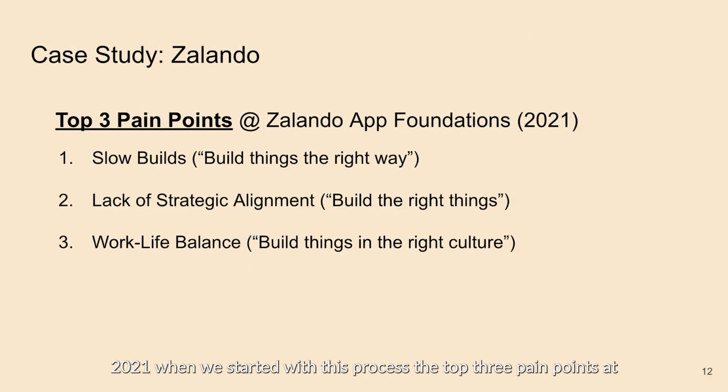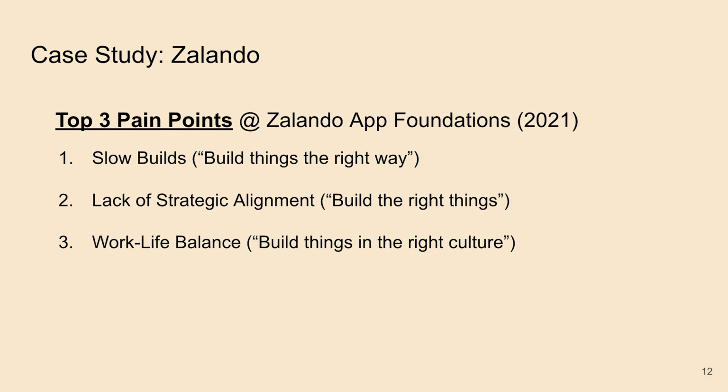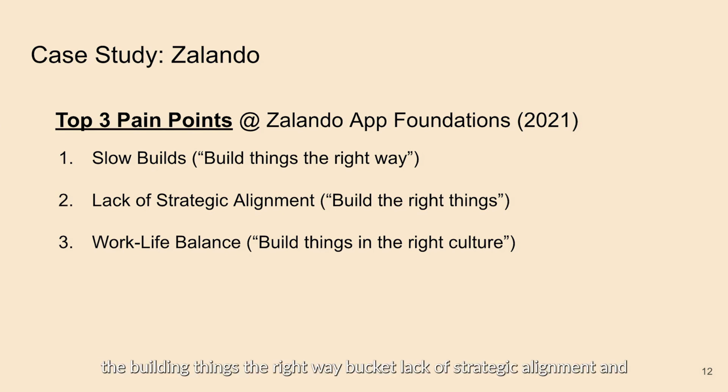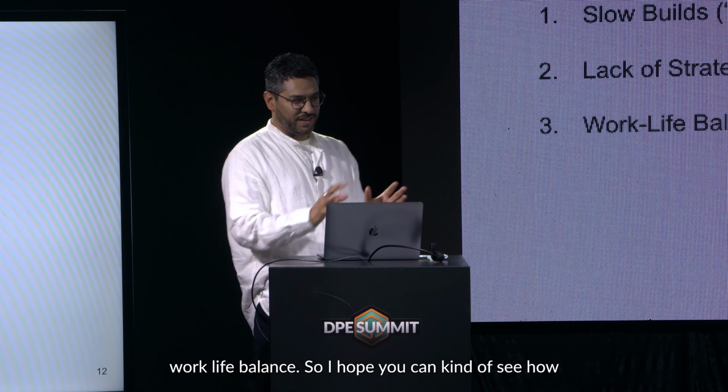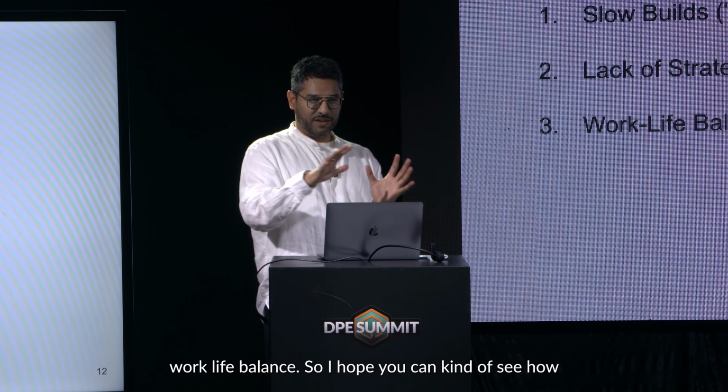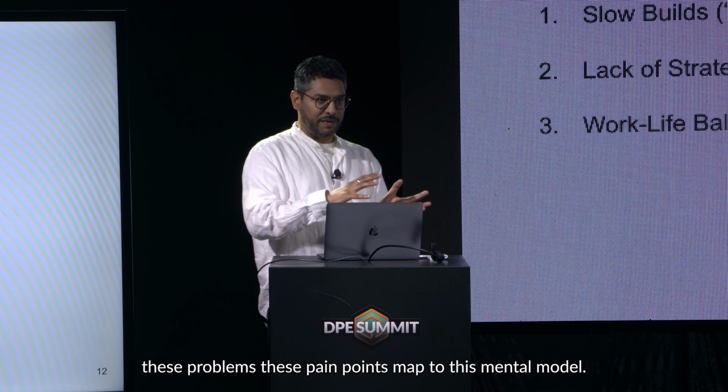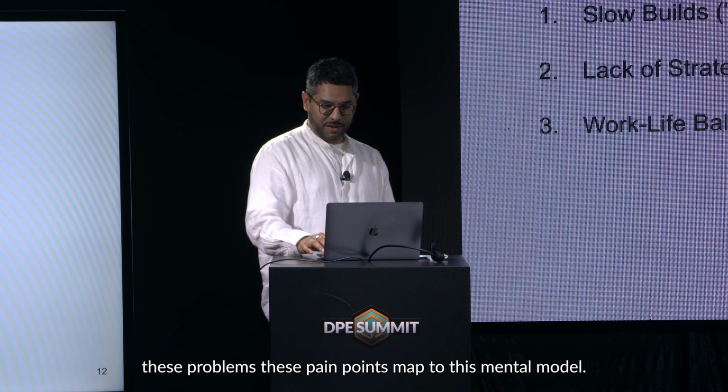In 2021, when we started with this process, the top 3 pain points at Zalando, specifically the App Foundations team, were slow builds, which is the building things the right way bucket, lack of strategic alignment, and work-life balance. I hope you can see how these pain points map to this mental model.